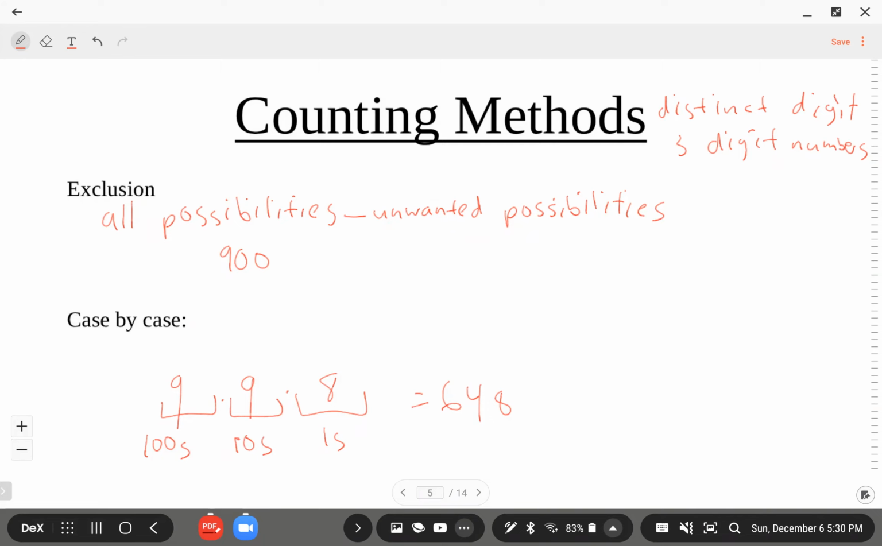Also, we can actually figure out how many three-digit numbers there are. For the hundreds digit, 0 has to be excluded, so we have 9. Next we have 10 and 10, because we don't need to count distinct digits; this is just all possibilities, all three-digit numbers. Multiply, and you get 900.